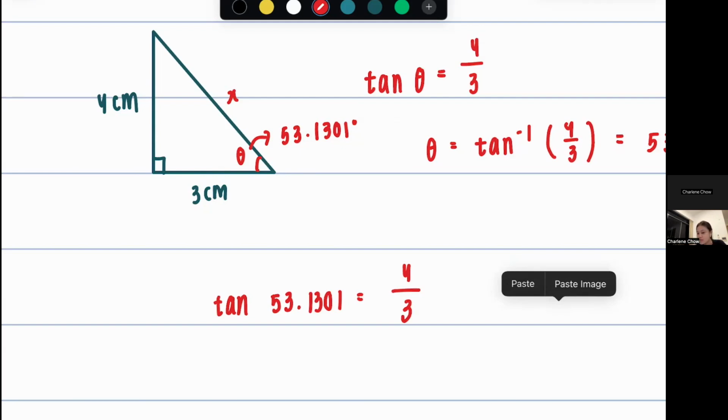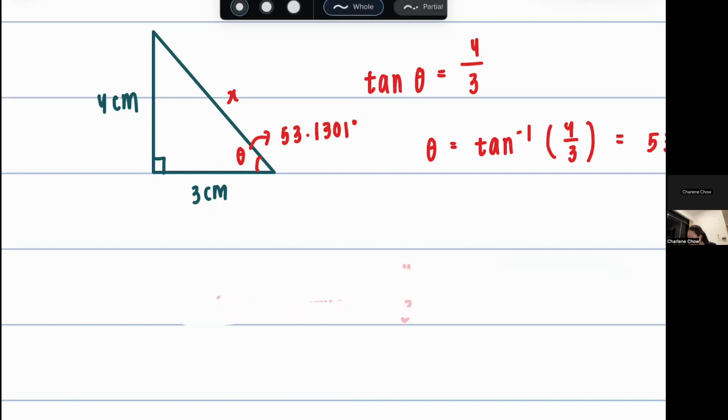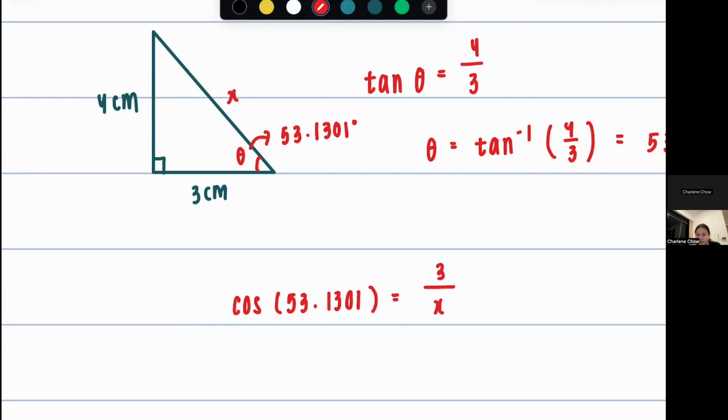So have we solved anything by writing this down? Okay, we did not solve anything. We have just proven that tangent 53.1301 is indeed 4 over 3, but it has not really helped us to solve for x. So you are right, yes, we need to include x in our equation. Okay, cosine. Let's try that. So cosine, I'm going to use the exact value again, 53.1301 is equal to, cosine is CAH, which is adjacent. Adjacent is 3, okay? Over, there we go, hypotenuse is x.